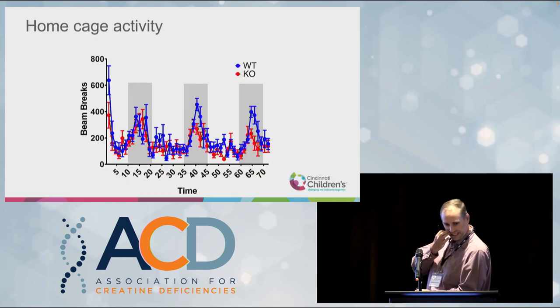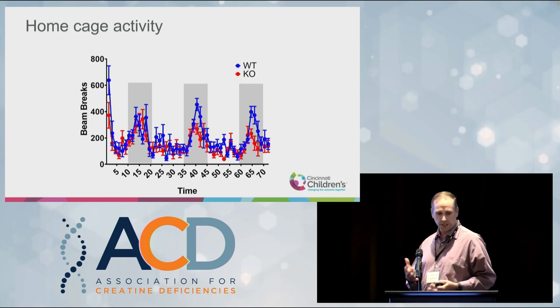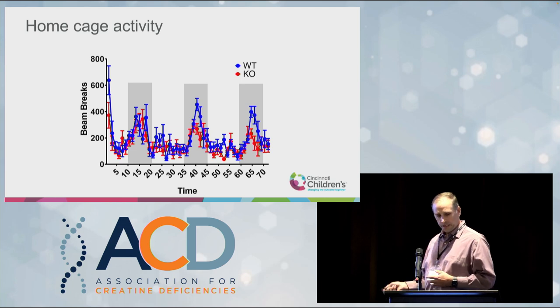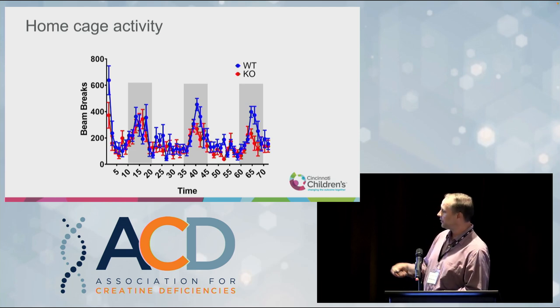And so the final test that we did was looking at home cage activity. This has a couple of different things: we can measure the overall activity of the mice, but we can also look at circadian rhythms to see if they have disrupted circadian rhythms. The cages that we did the nest building in, we just took those cages and put photobeams around them, and measured the overall activity for 72 hours. The shaded areas are the dark phases, so they go on a 14 hours of light, 10 hours of dark cycle.